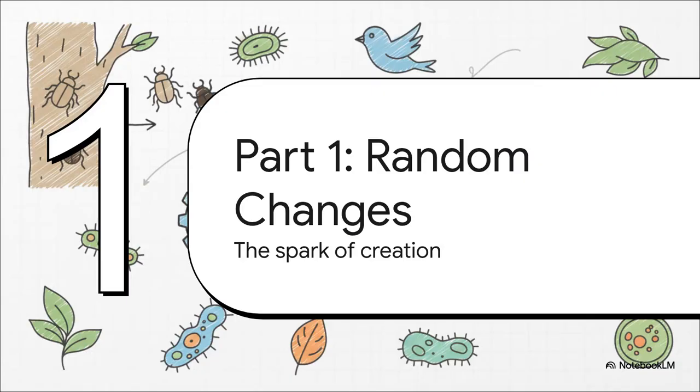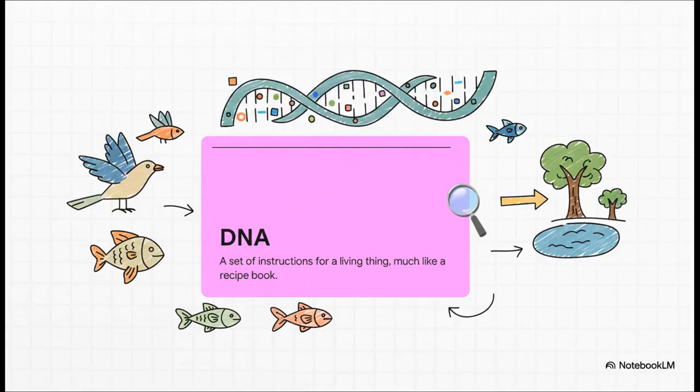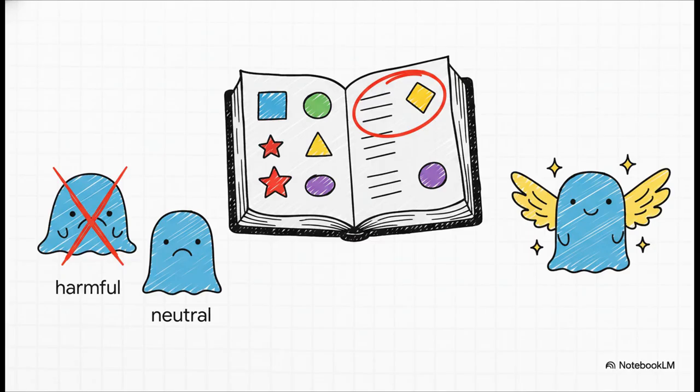All right, part one. Let's pop the hood on this engine and look at the first piece, the creative spark. Where do totally new traits even come from? Well, the source is something that might surprise you. It's just random change. To get this, you've got to understand a little about DNA. And honestly, the best way to think about DNA is like a recipe book. It's literally the instruction manual for building and running a living thing. Doesn't matter if it's you, a giant tree, or a tiny little beetle. So, a mutation? It's just a typo in that recipe book. A tiny, completely random change in the DNA. And these things happen all the time, just naturally.